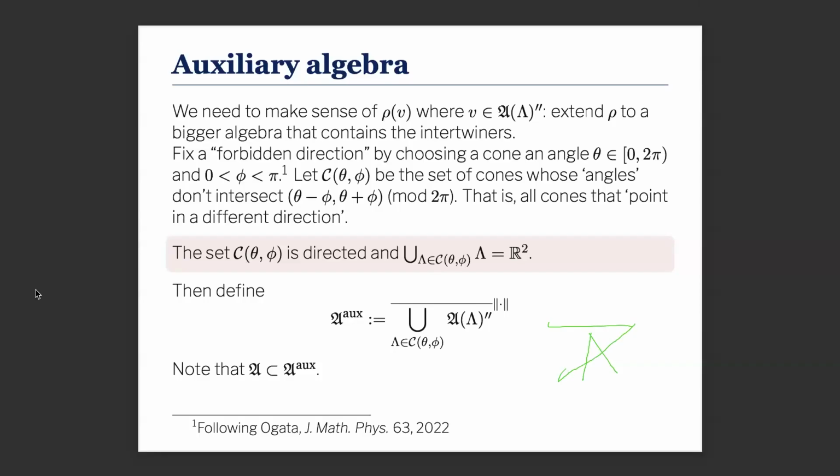I have a quick question. When I was working with this, it seems like you don't need to thicken the forbidden direction at all. Like if you could say, oh, you want cones whose angles do not intersect the ray at angle theta, or like that direction. Is there a good reason for wanting to thicken it?